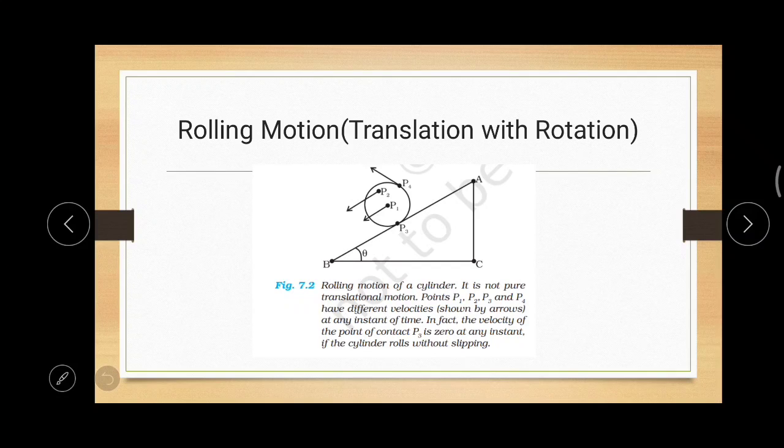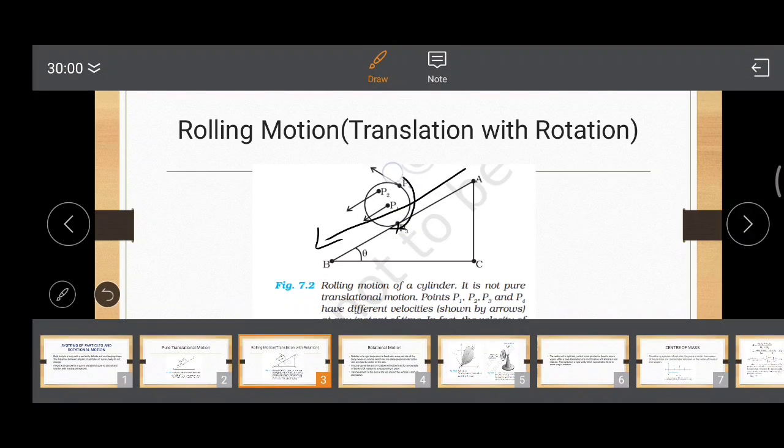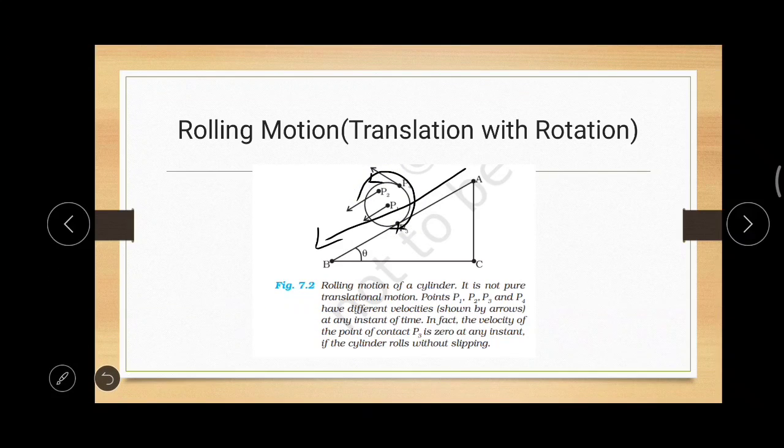Now the rolling motion. In rolling motion, there are both translational and rotational motions. Translation means the displacement is happening from A to B. And rolling means, suppose you are considering a point P3, after a few moments it will roll and come up to the upper portion. So both rotational and linear motions are there in rolling motion. So rolling motion is not a pure translational or pure rotational motion.